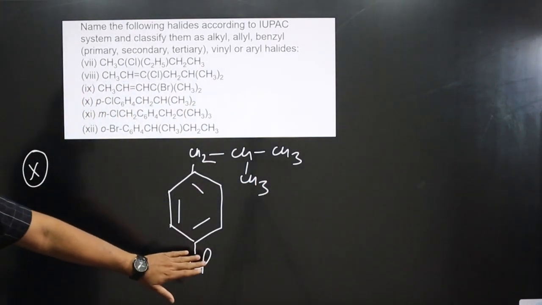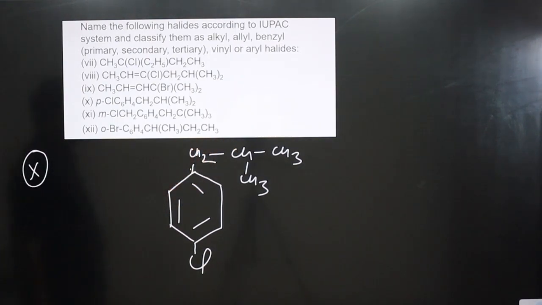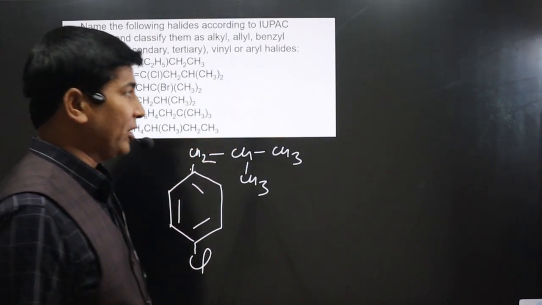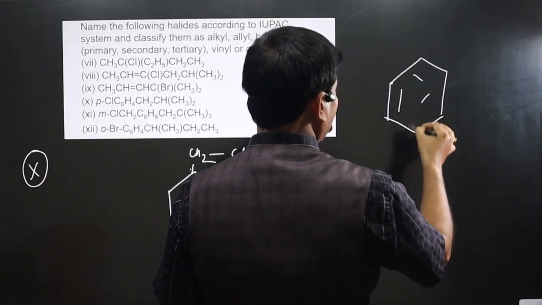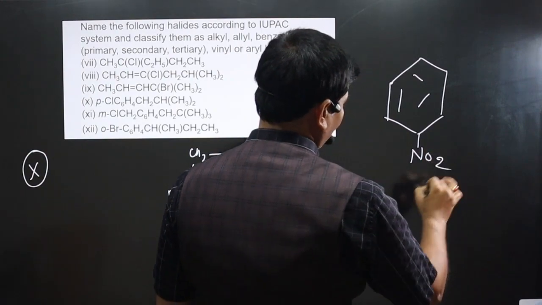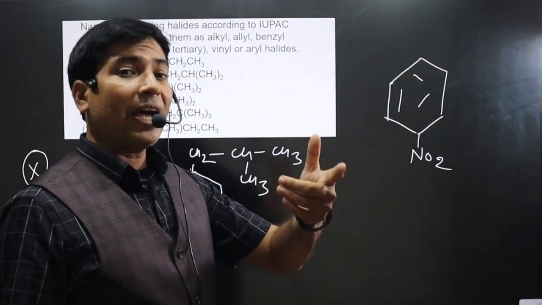Okay, if the para position is there, then you have to attach the next group here at the top. Let's say para nitrotoluene is there. So this is the benzene ring, and this is the para position, para nitro. Para nitro and toluene. Toluene, in the sense, means you have to attach an alkyl group.